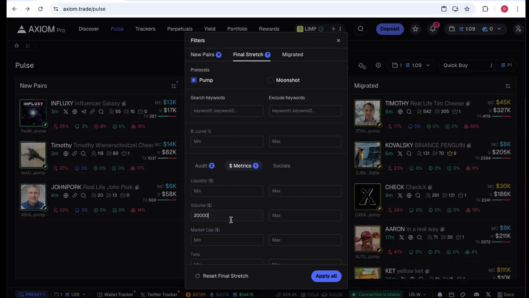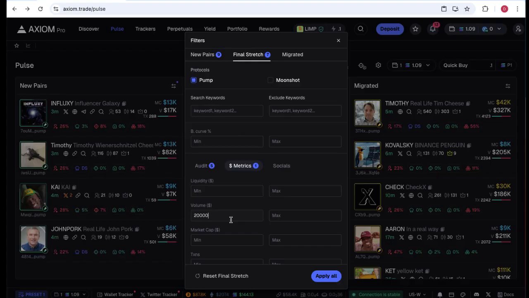So you will understand that I would like to raise the volume requirement, but sometimes I want to catch a runner quick too. So I put the volume at 20K. If the token got 20K, let me see it. Now the market cap, I make it a little lower than that, 18,000.